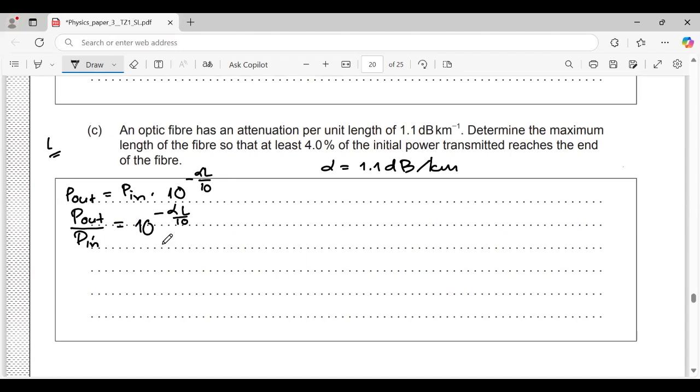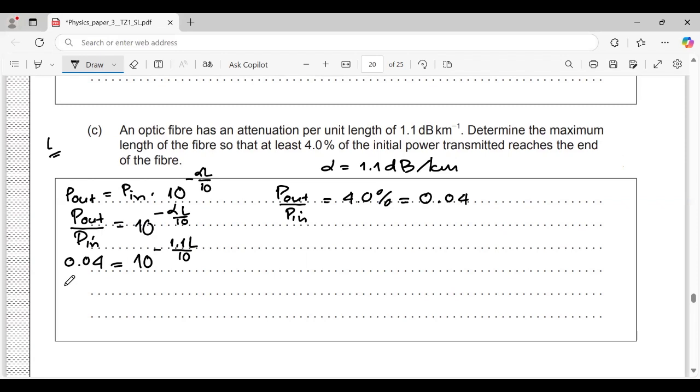Why? Because the desired fraction of power at the end of the fiber is 4%. This one. This is the desired fraction of power at the end of the fiber, right? So it means P out over P in equals 4%, or in decimal, 0.04. So I would like to substitute this number into this equation: 0.04 equals 10 power minus 1.1 L over 10. So we're going to find L, right?